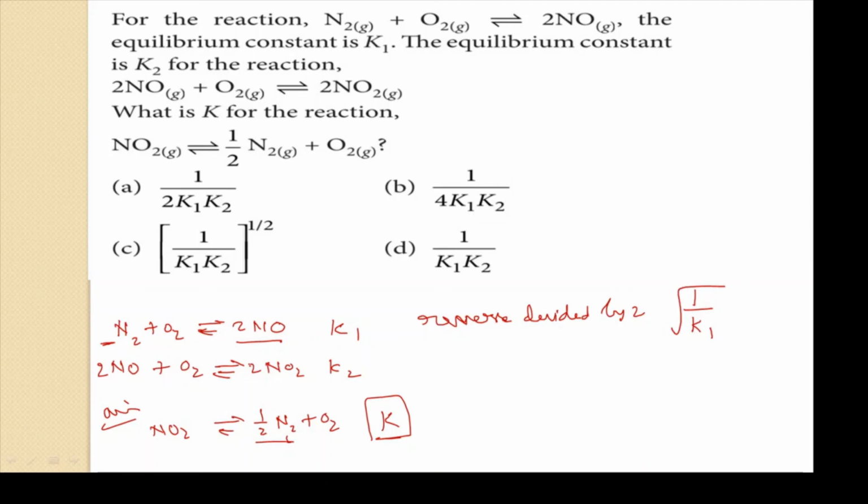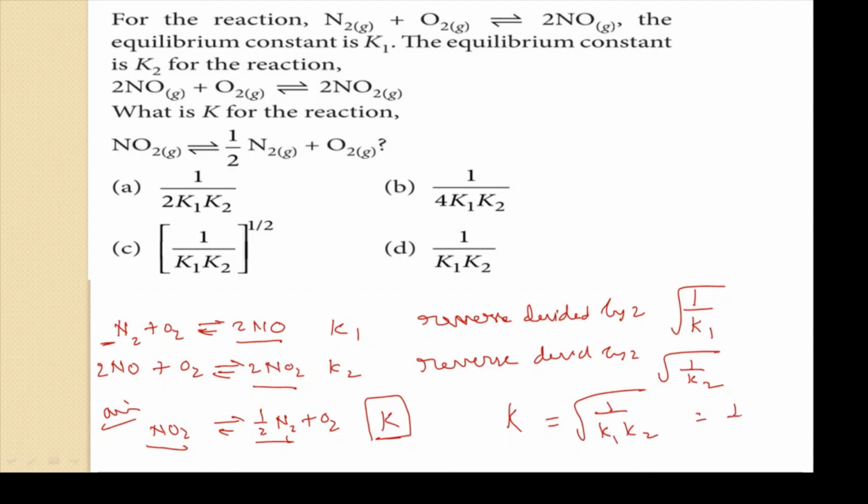Coming to the second equation, there are 2 moles of NO2 on the product side, here 1 mole of NO2 on the reactant side. So the same applies here. It should be reversed as well as divided by 2. So the new K2 will be 1 by K2 under root. Coming to this, the new K of the aim reaction will be product of K1 and K2. So it should be under root 1 by K1 into K2, or 1 by K1 K2 raised to the power of 1 by 2.